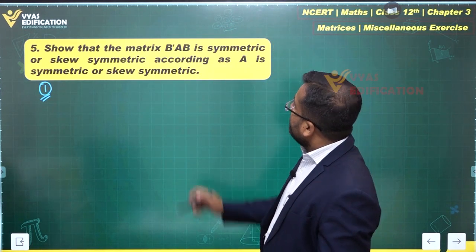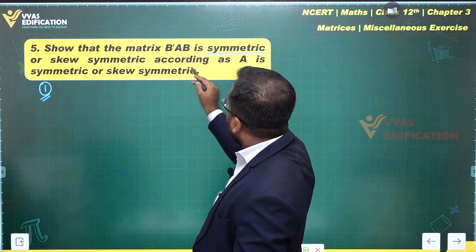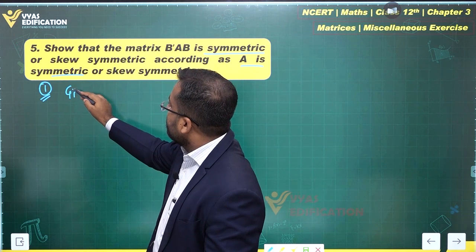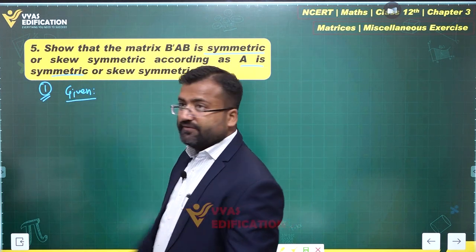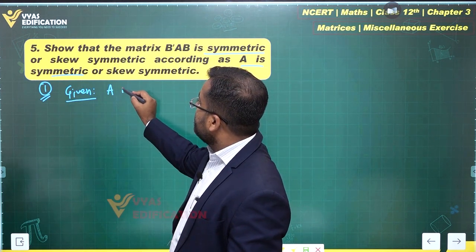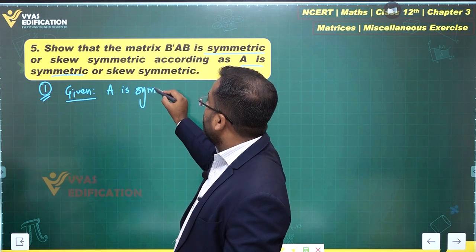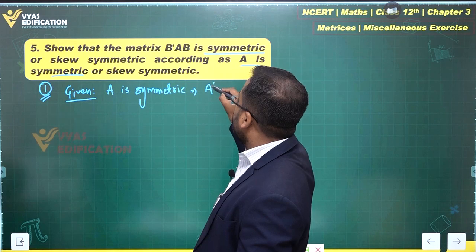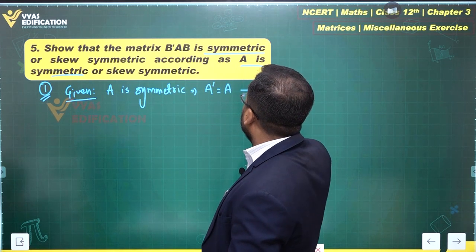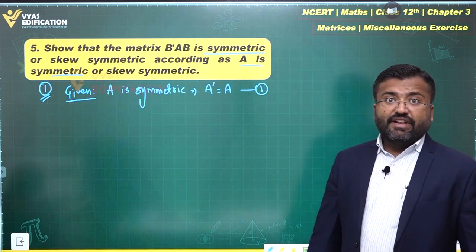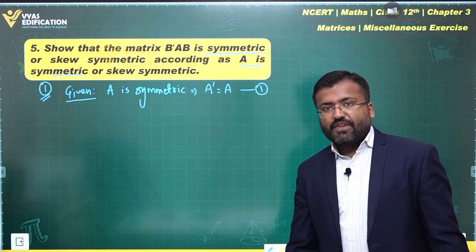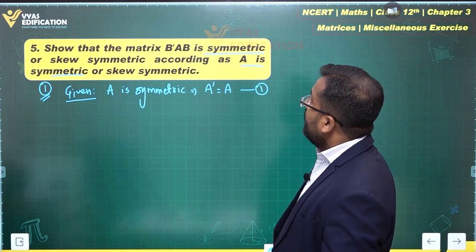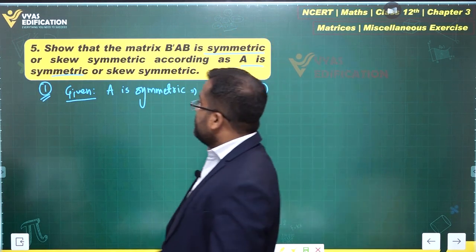B transpose AB is symmetric according as A is symmetric. So given A is symmetric implies A transpose would be equal to A. Let's call this statement 1. Given that A transpose is equal to A, that's given, right? What next? We have to prove that B transpose AB.